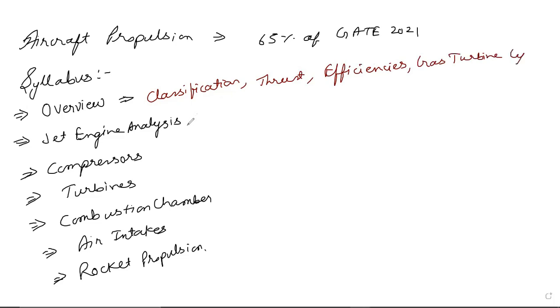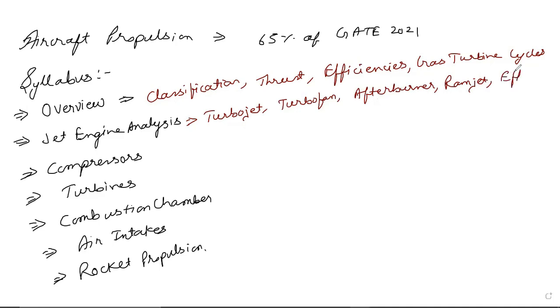In jet engine analysis, it will be all the engines like turbojet, turbofan. Then there is the afterburner case, with afterburner and without afterburner, and then scramjet, pulse jet, ramjet, and efficiencies. These will be the topics of jet engine analysis.